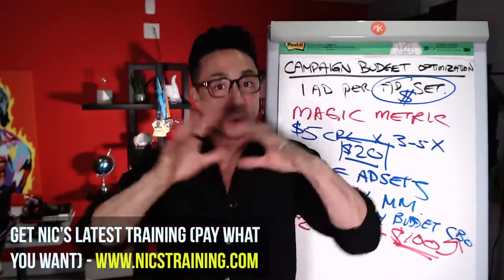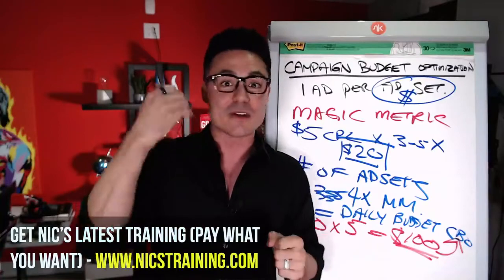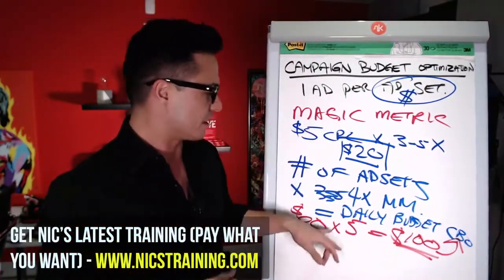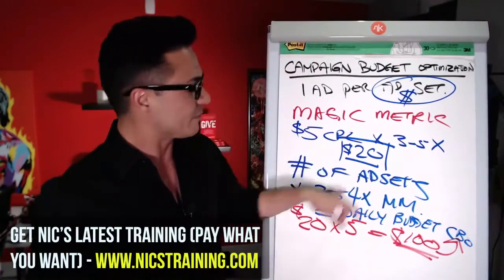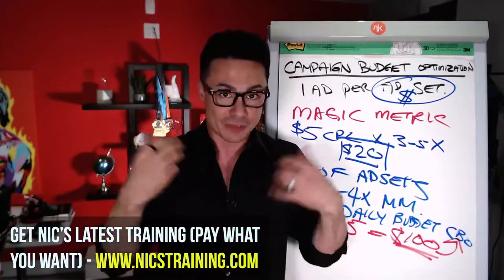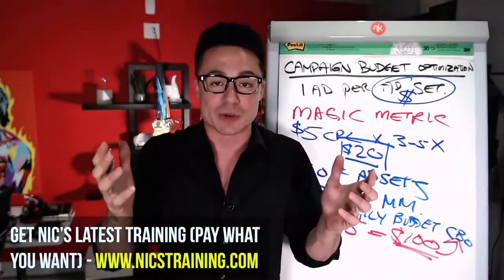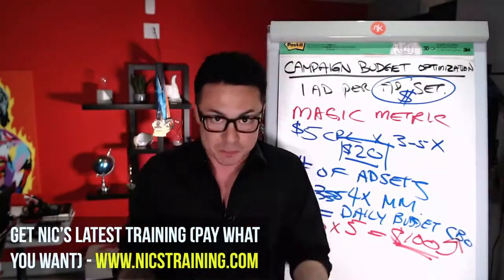Now, this is for the winners. This is not when you're starting out, but once you have some winners going. Let's say out of all these 5 you've tested, you have 3 winners, and these 3 winners are getting leads under your magic metric. Then what you would do with those 3 winners is bump up the budget.